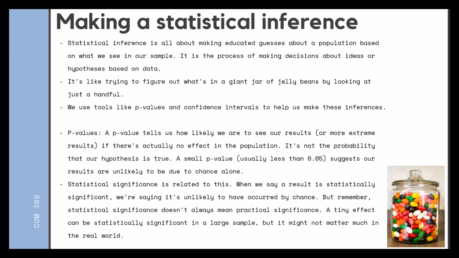P-values tell us how likely we are to see our results, or more extreme results, if there's actually no effect in the population. It's not the probability that our hypothesis is true, but a small p-value, like less than 0.05 or 5%, suggests that our results are pretty unlikely to be due to chance alone.